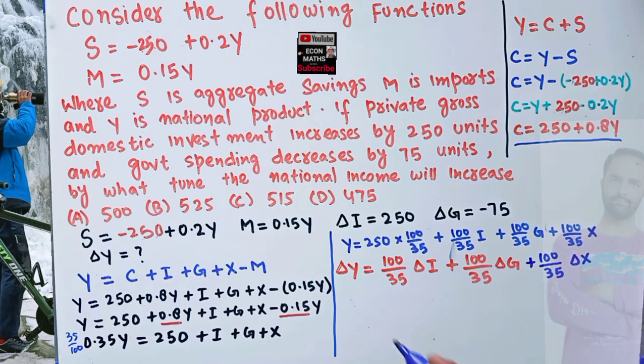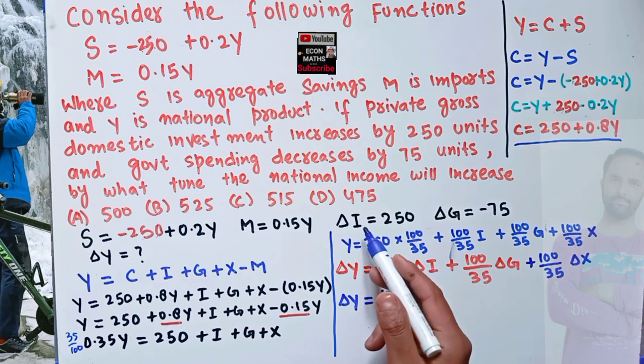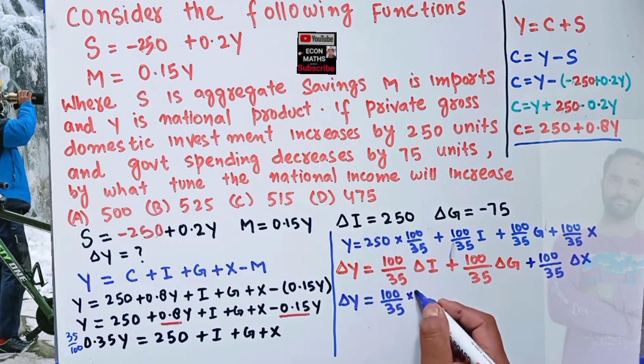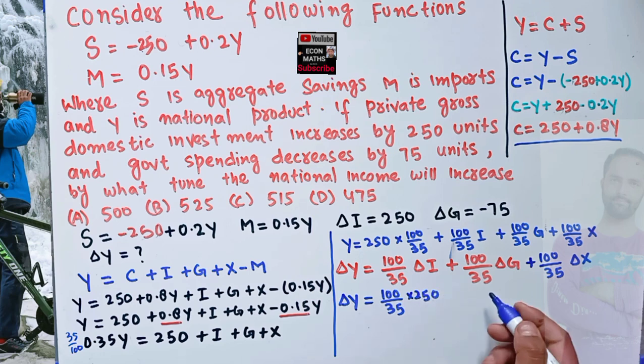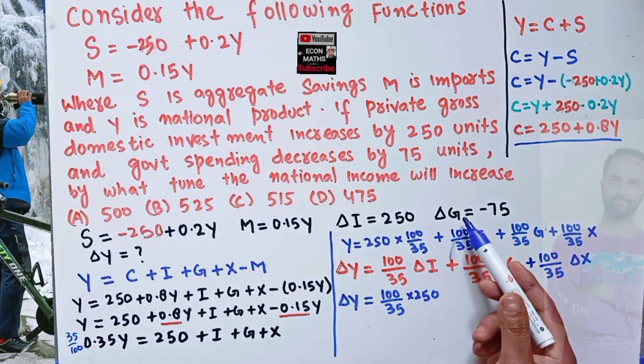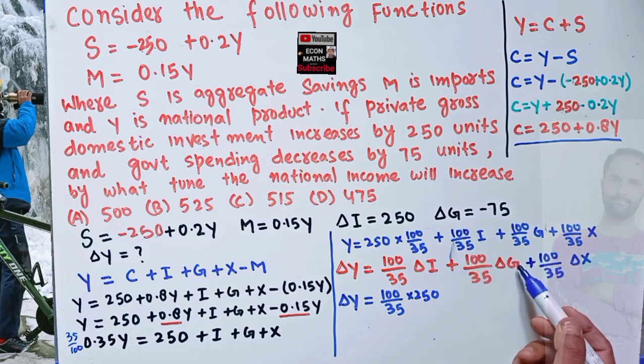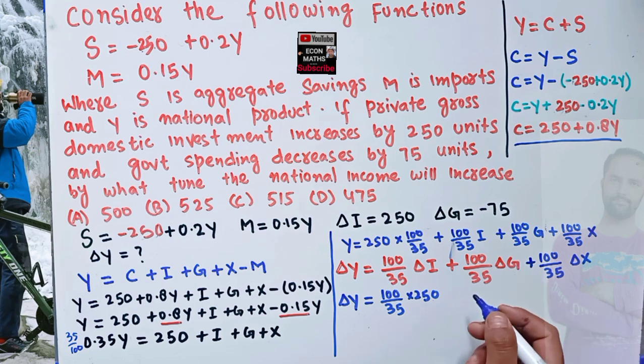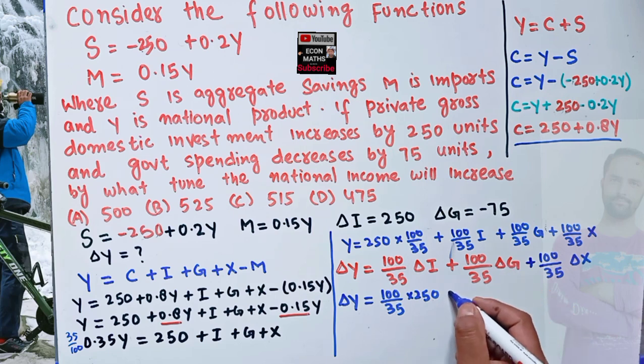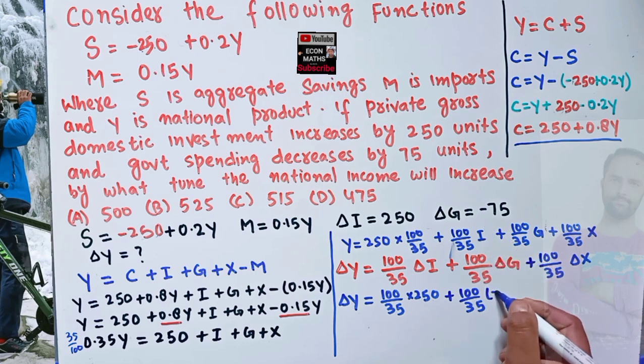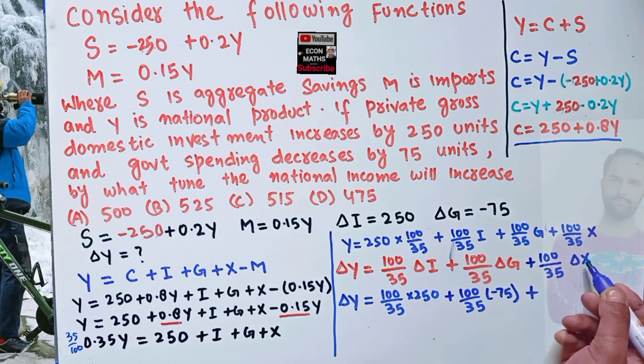Now del Y, meaning change in income, will be equal to 100 divided by 35 times the change in investment. What is the change in investment? We are being told it is a positive change, that is 250. Here we are being told the change in government spending is minus 75, so del G is minus 75. So we have 100 divided by 35, change in government spending is minus 75, plus change in exports is 0, there is no change, so we write 0 here.